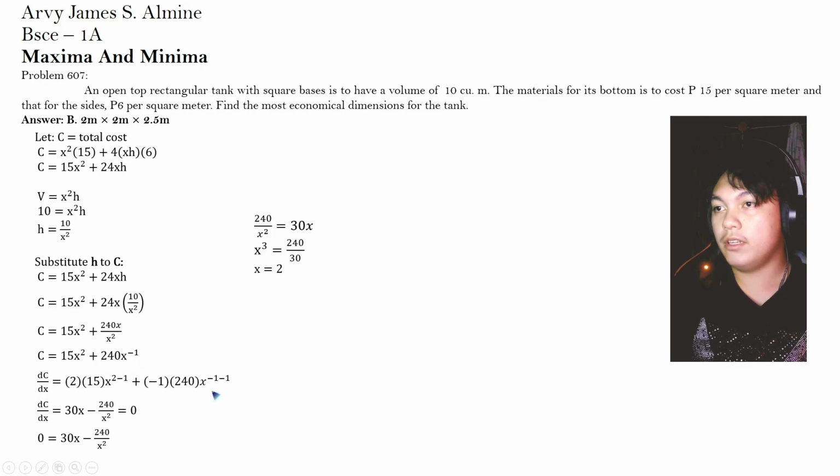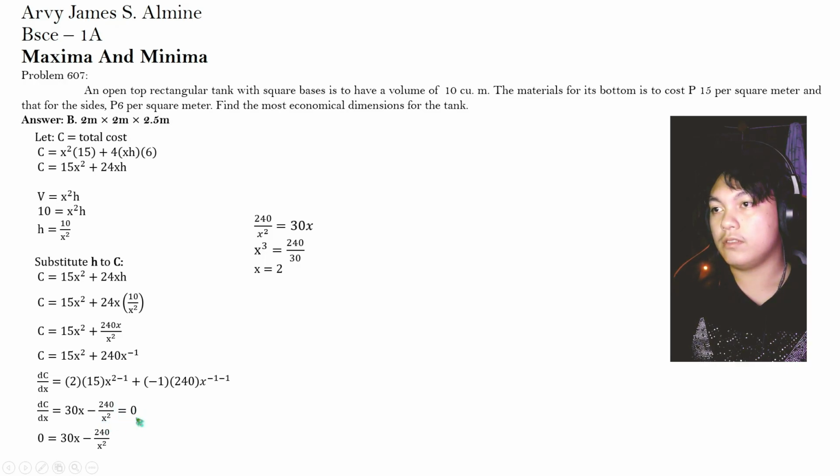Then in this expression, let's perform the derivative using the power rule. So 2 times 15x to the power of 2 minus 1, plus negative 1 times 240x to the power of negative 1 minus 1. So the derivative of this one is 30x minus 240 over x squared equals 0.